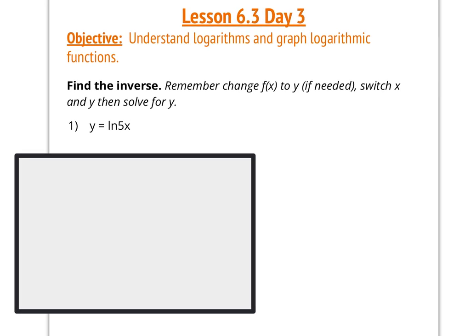Remember when we are asked to find the inverse. That's what we're going to do on these first few examples. We're finding the inverse. Remember, if there's an f of x, we're going to change that to y. By definition, when we are asked to find an inverse, we must switch our x and y variables, and then we'll solve for y, okay?